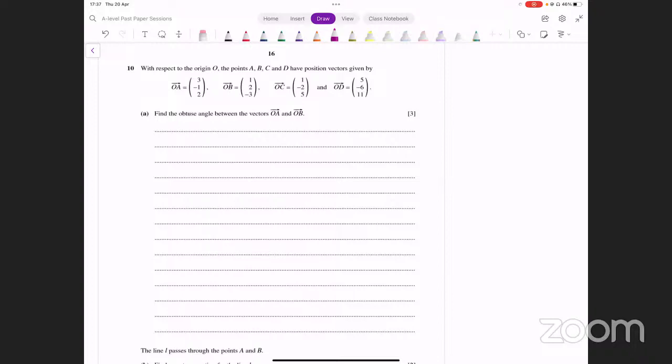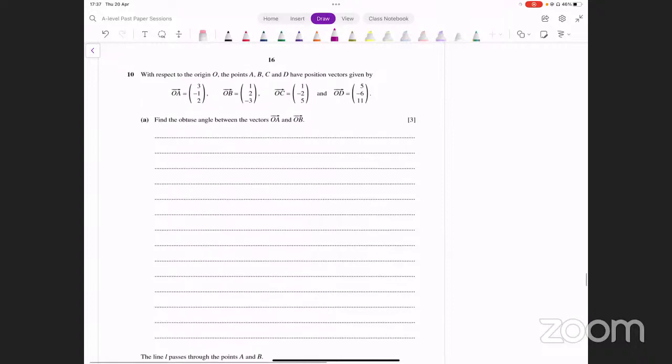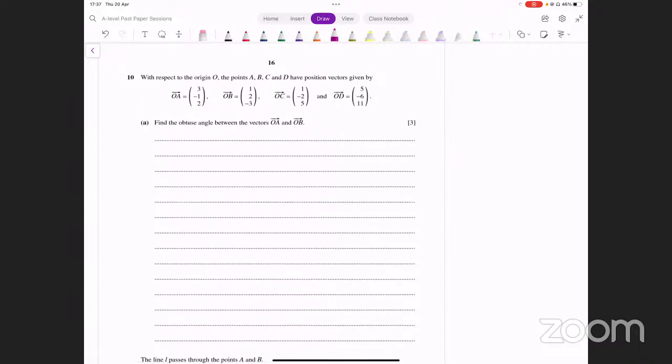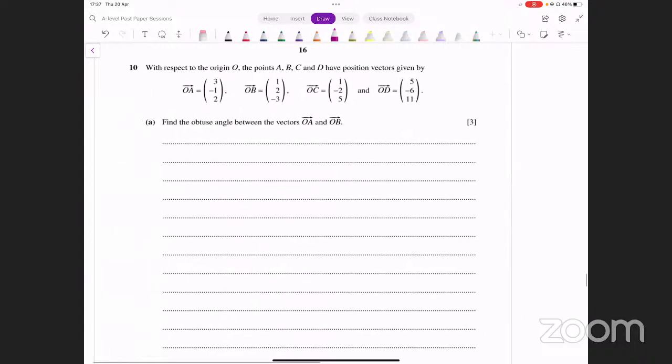Okay. Let's start with this one. Question number 10. It says, with respect to the origin O, the points A, B, C, and D have position vectors given by OA, OB, and so on, all the position vectors are given. We first have to find the obtuse angle between the vectors OA and OB. Let's figure these two out. Let's see what we get.